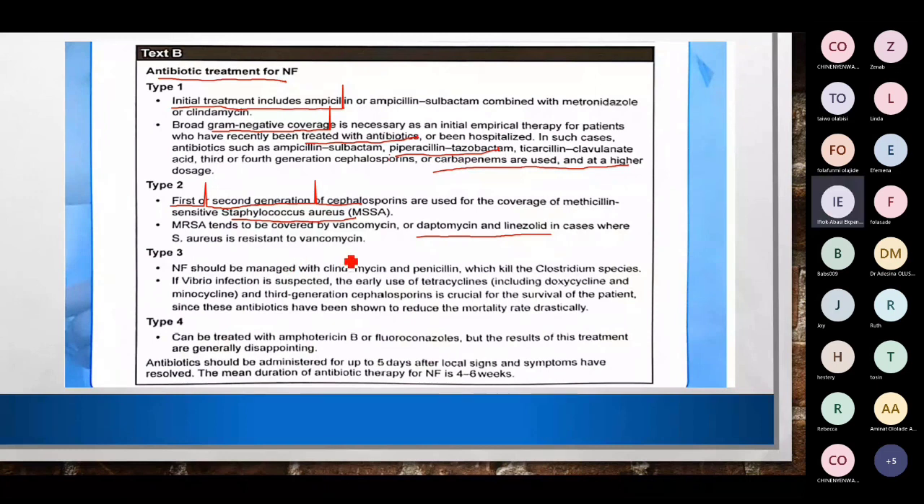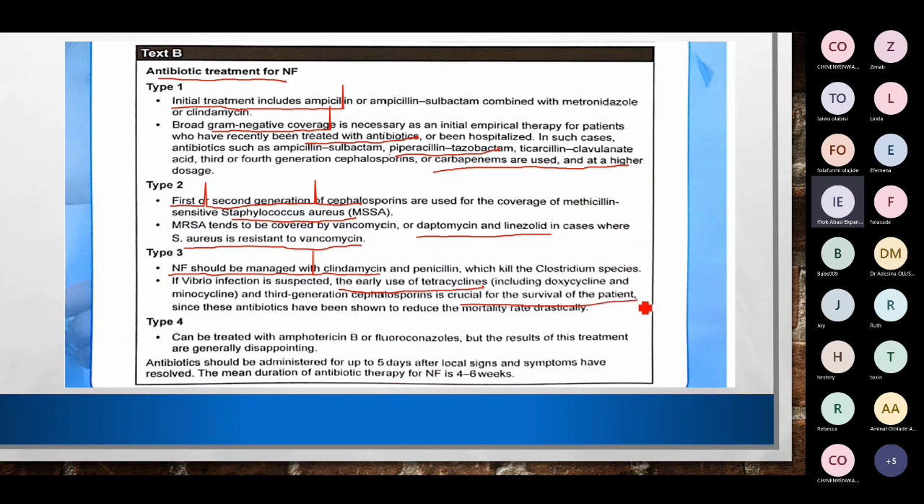Can see, if you come back to my left, in this line, I can see Staph aureus is resistant to vancomycin, right? And in my type 3, I can see NF should be managed with clindamycin, right? That's what should be used to treat type 3. Then I can see the early use of tetracyclines. I can see crucial for the survival of the patient.